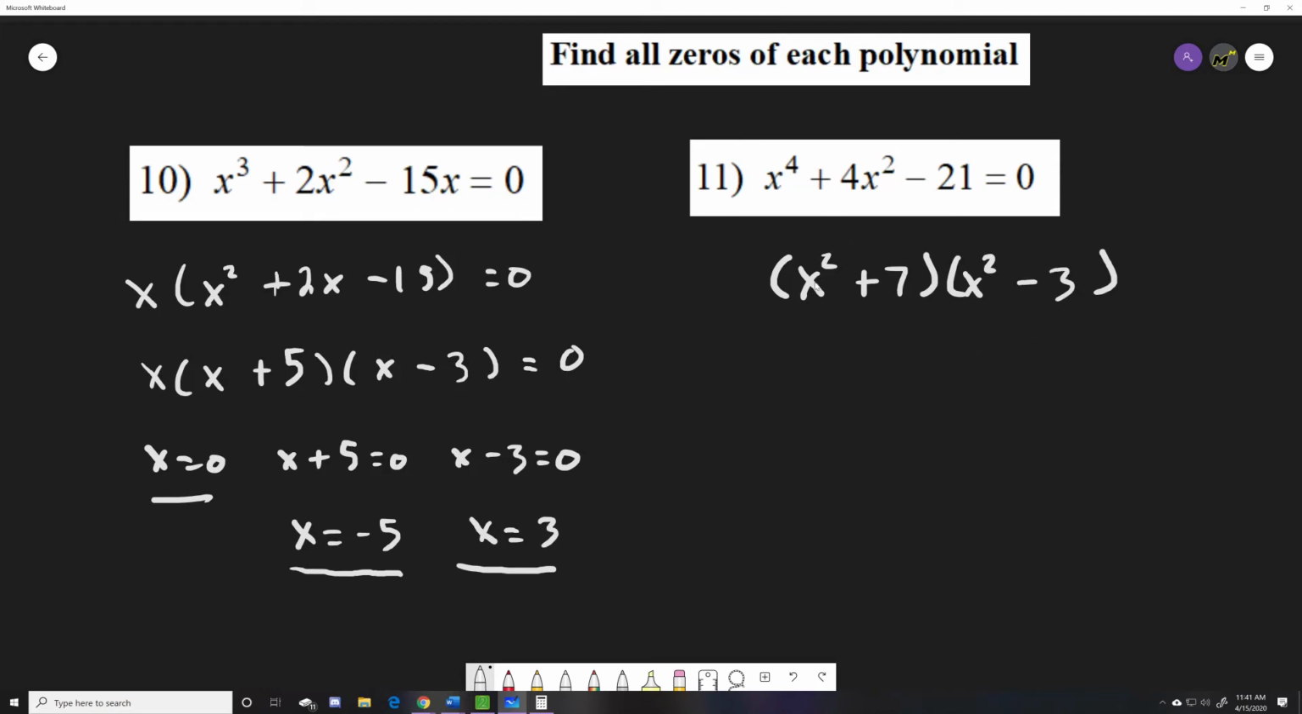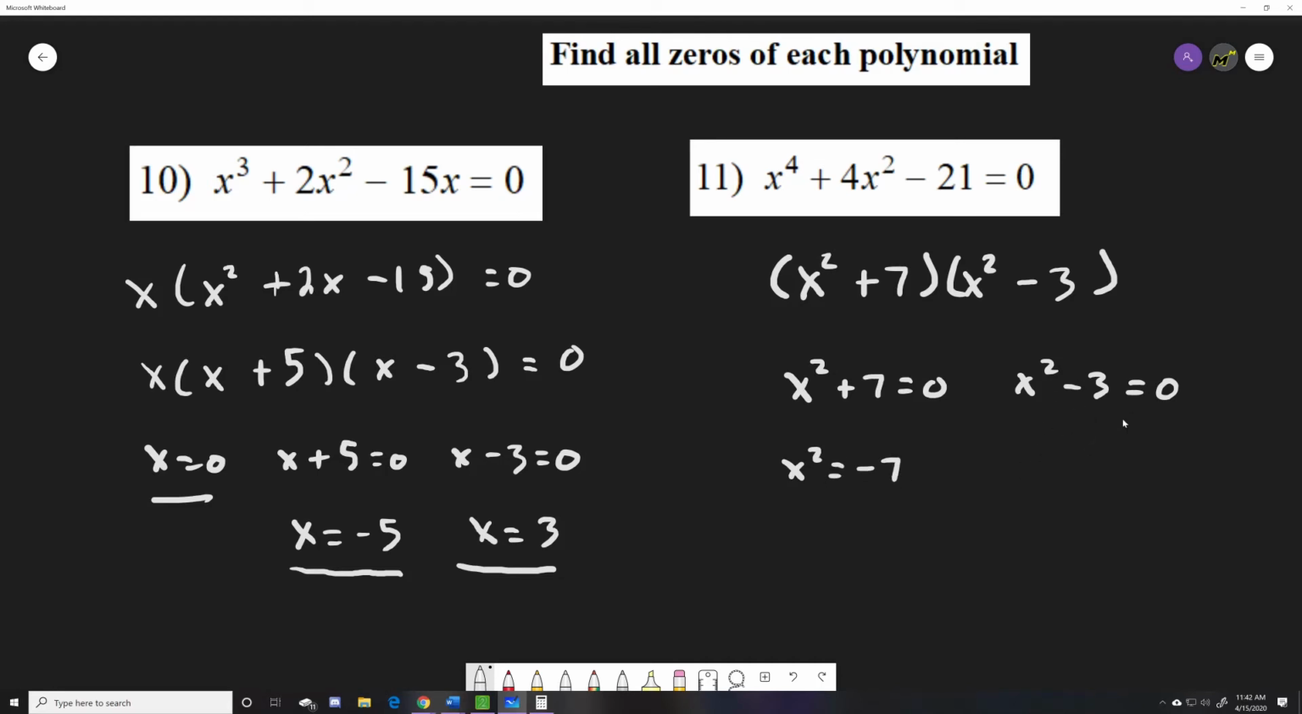Because if you were to multiply this back, well, you'd have x to the 4th, and then x squared minus 3 would be negative 3x squared, then plus 7x squared, that would give you that 4x squared in the middle, and then 7 times a negative 3 would be negative 21. So if you were to check it, you would just distribute, you would FOIL, and see if you get what you started with. And now let's continue. So x squared plus 7 equals 0, and x squared minus 3 equals 0. Okay. So finding the zeros of this, we'd subtract 7 from both sides, so x squared equals negative 7.